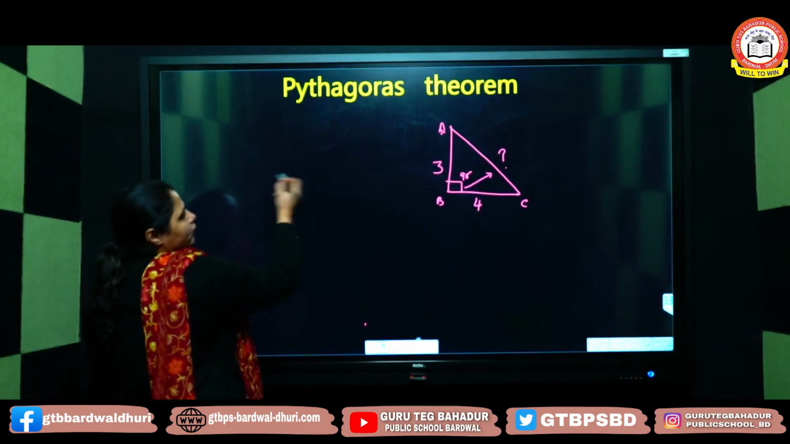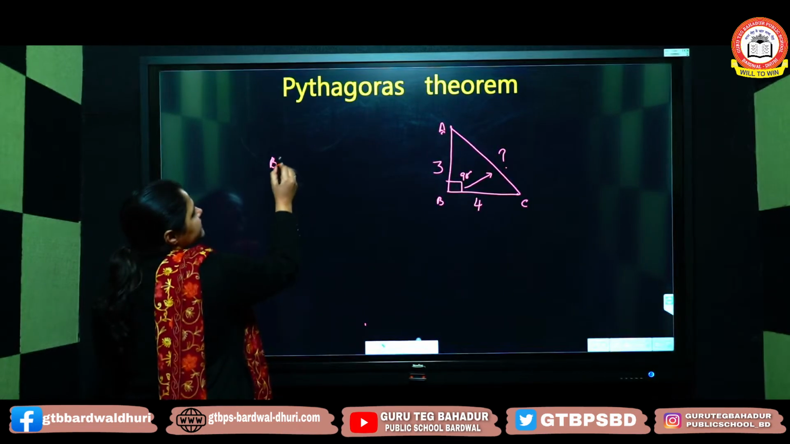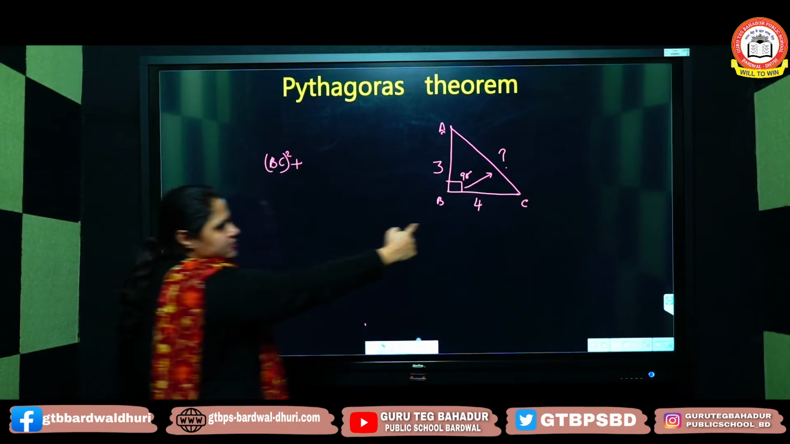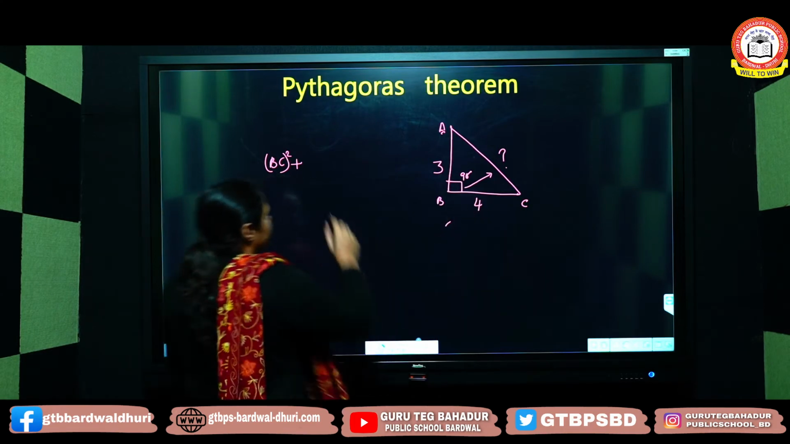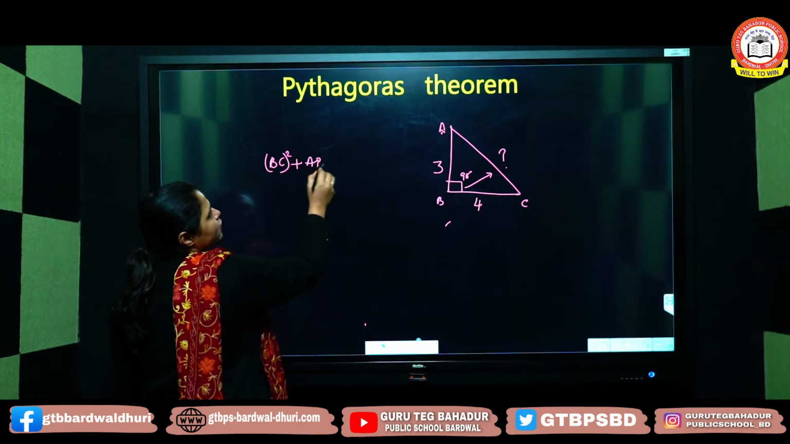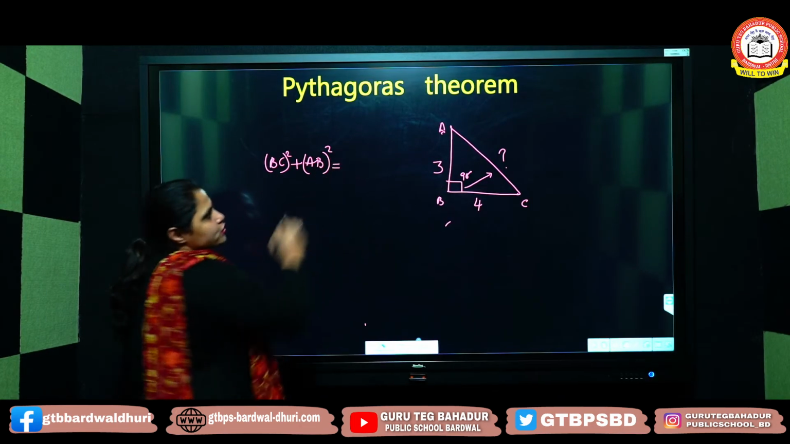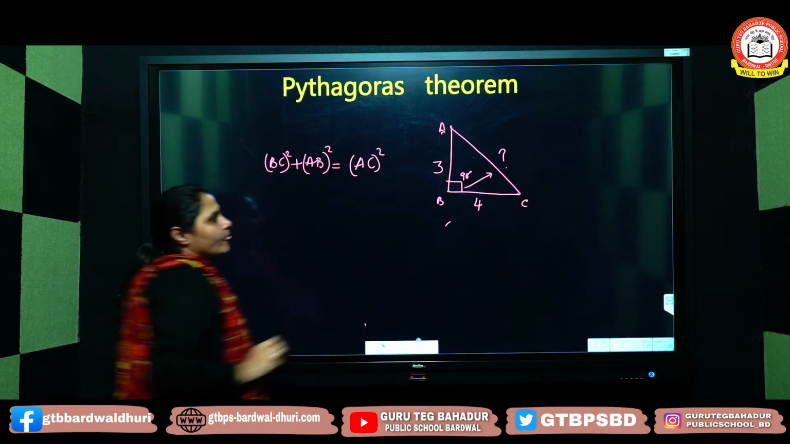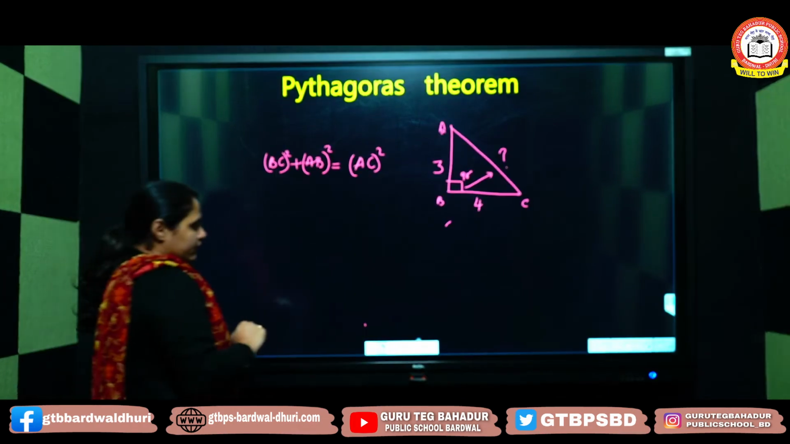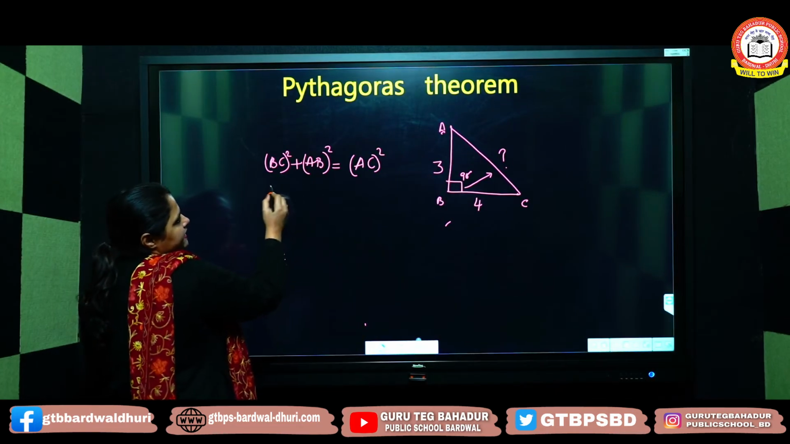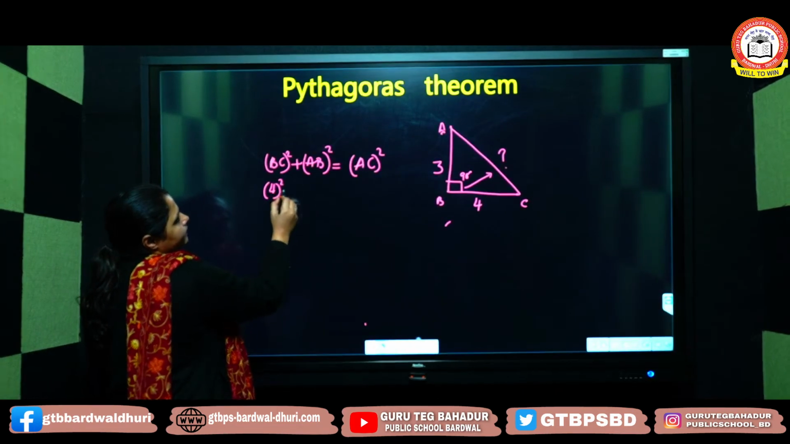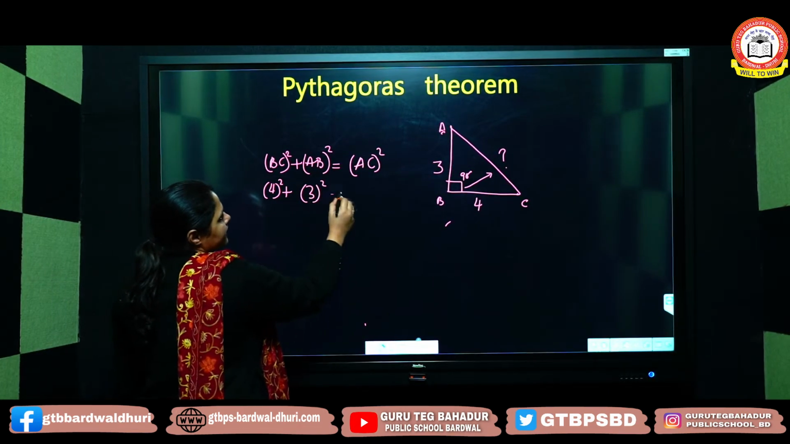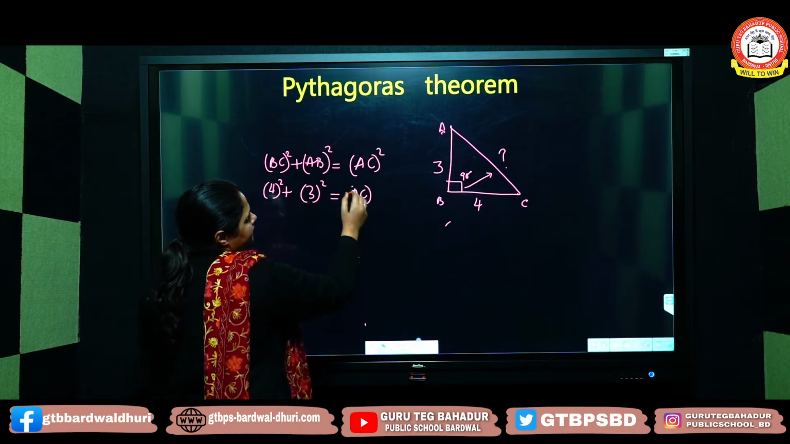Now according to Pythagoras theorem, BC square, this is the base, we can name it BC also because in this triangle your base is 4 centimeter, plus AB square, that is your perpendicular, will be equal to hypotenuse square, that is AC square. Now whichever values are given here, we will put the values in this. Here our base BC is 4 square, plus AB square, that is 3 square, is equal to AC square.